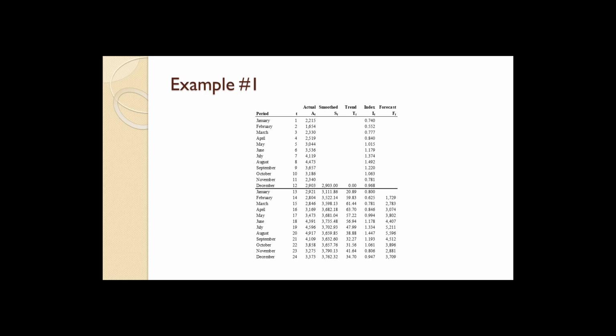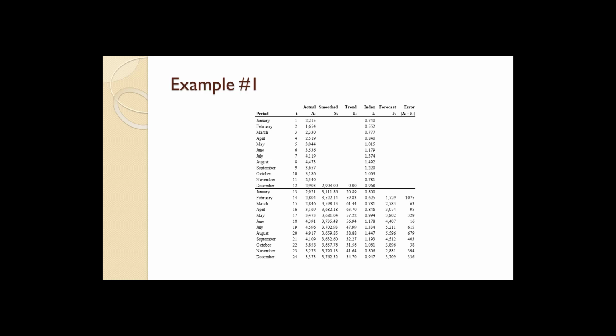I have all of the forecast values. These values include seasonality and trend. We will wrap it up by computing the forecast error and then the MAD. For the absolute value of the error terms, 2,804 minus 1,729 equals 1,075. 2,846 minus 2,783 equals 63. 3,169 minus 3,074 equals 95. 3,473 minus 3,802 equals 329. And remember, we are ignoring negative signs.